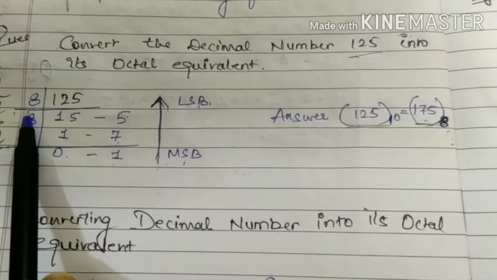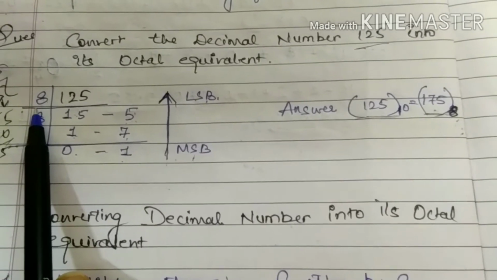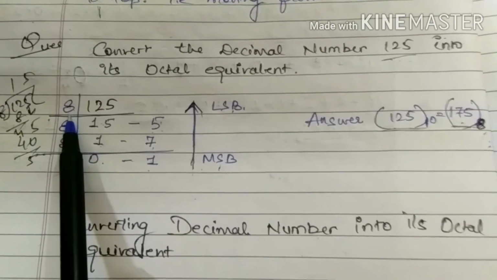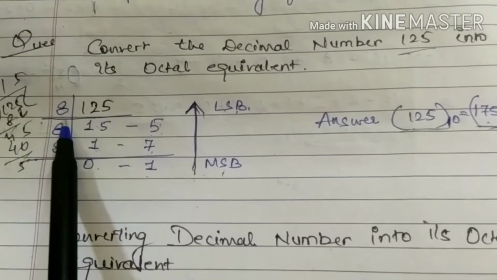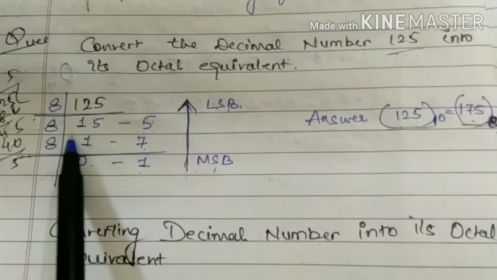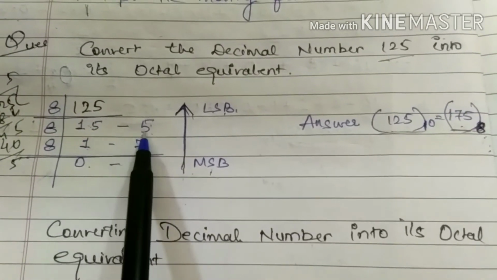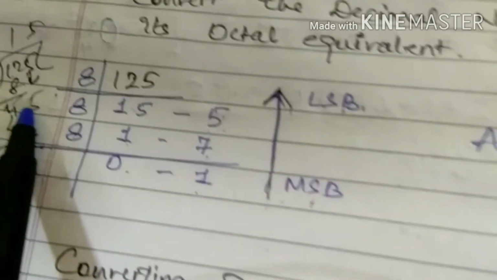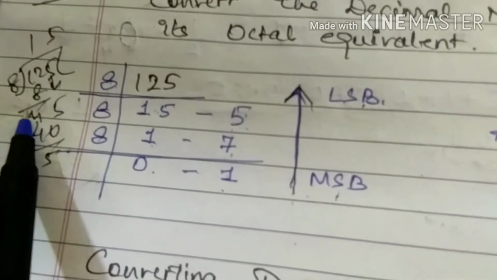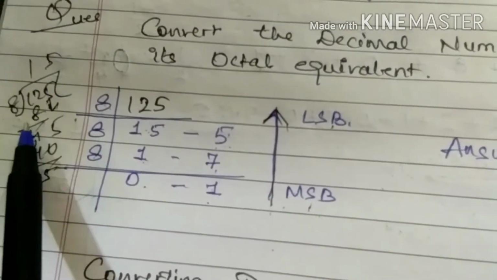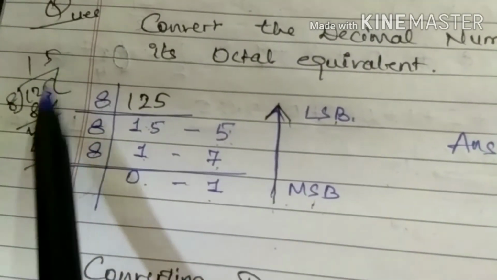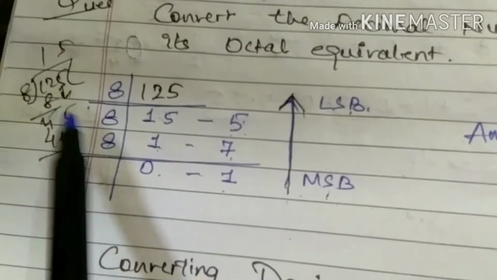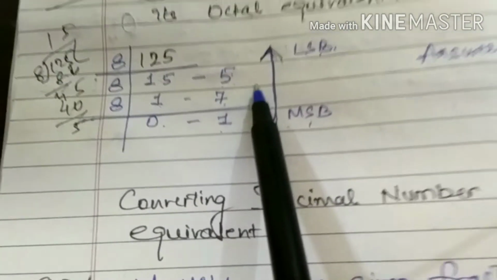So 125 divided by 8, mind it, divided by 8. Why 8? Because this is what you have to convert into octal. Now see, 8 ones are 8, 8 5s are 40, remainder will be what? 5. I have done it here. See, if you are not understanding, you can see over here 125. If you divide it by 8, 8 ones are 8, remainder will be 4, 8 5s are 40, remainder will be what? 5. So 15 8s are 120 and the remainder will be 5. So that is what the remainder is, 5.